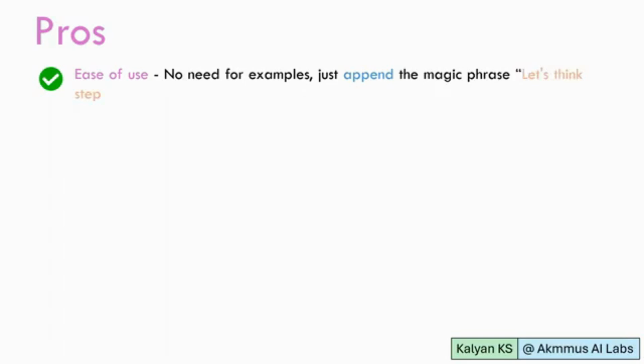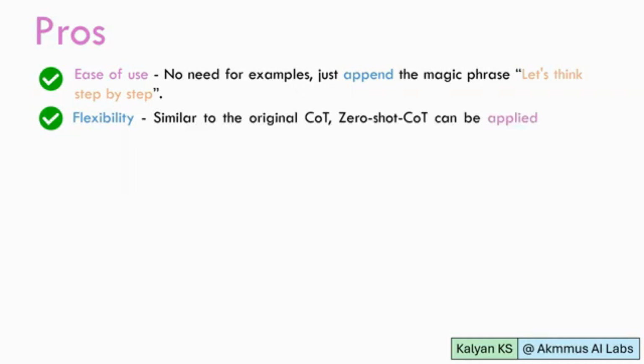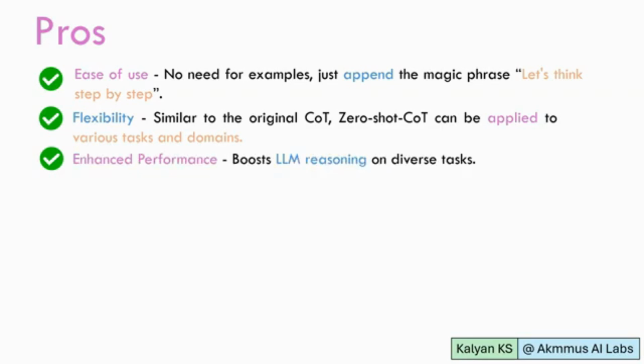The first advantage is ease of use, that is, no need for examples with reasoning chains, just append the magic phrase, "Let's think step by step." The second advantage is flexibility, that is, similar to the COT prompting, zero-shot COT can be applied to various tasks and domains. The third advantage is enhanced performance, that is, boosts LLM reasoning on diverse tasks. The fourth advantage is increased transparency, that is, makes answers more transparent.